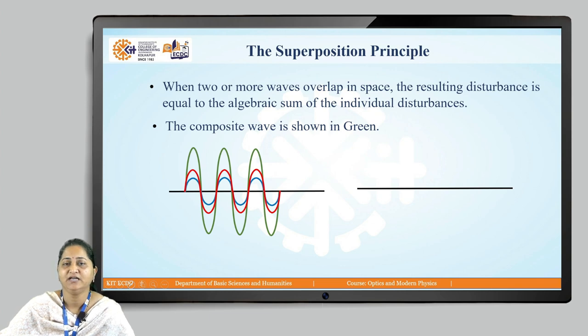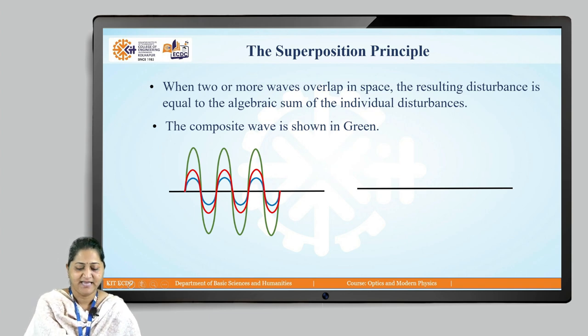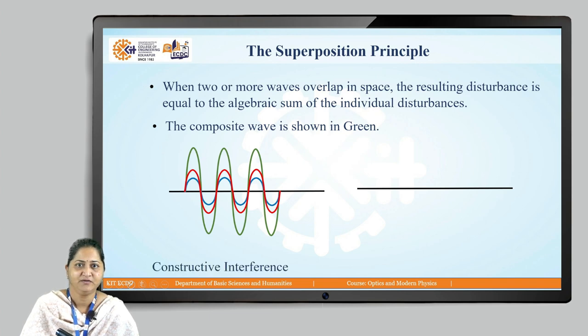So here, as you can see, this particular resultant wave, which is shown in green color, has greater amplitude than the amplitudes of the interfering waves. This particular interference is called constructive interference. And then there is another type of interference which is called destructive interference.